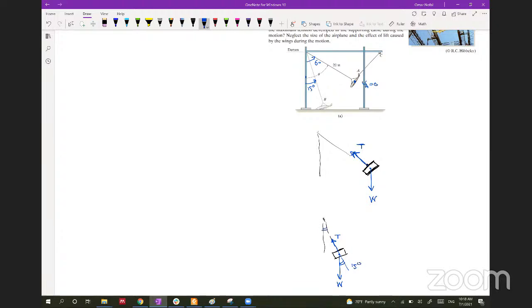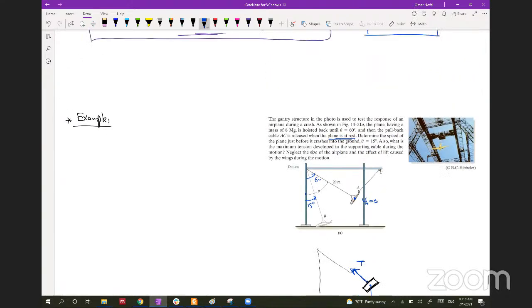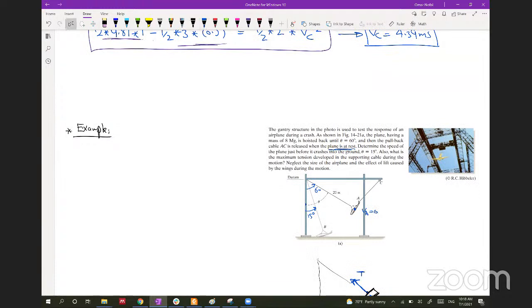So this is the set of forces acting on this plane. Let's see how we can solve this problem using the concept of conservation of energy. With conservation of energy, we have T1 plus V1, where V1 is the conservative energy, plus the sum of the work done by the non-conservative forces, equal to T2 plus V2.